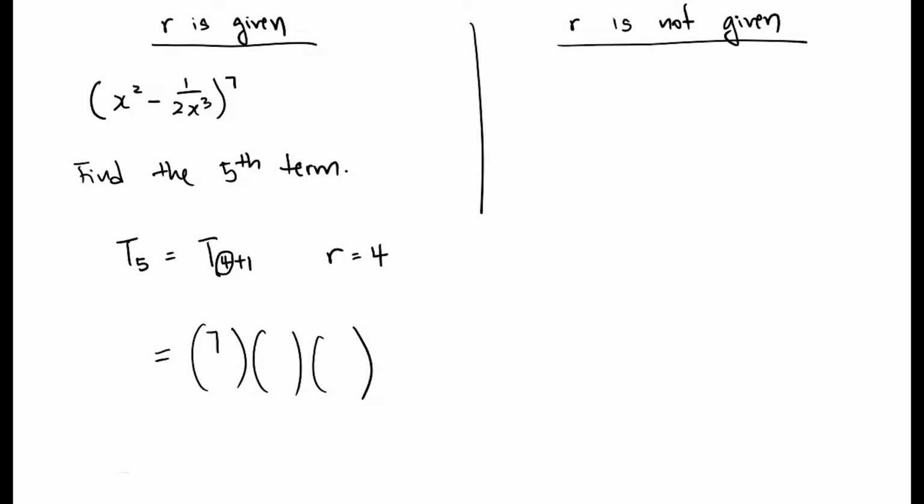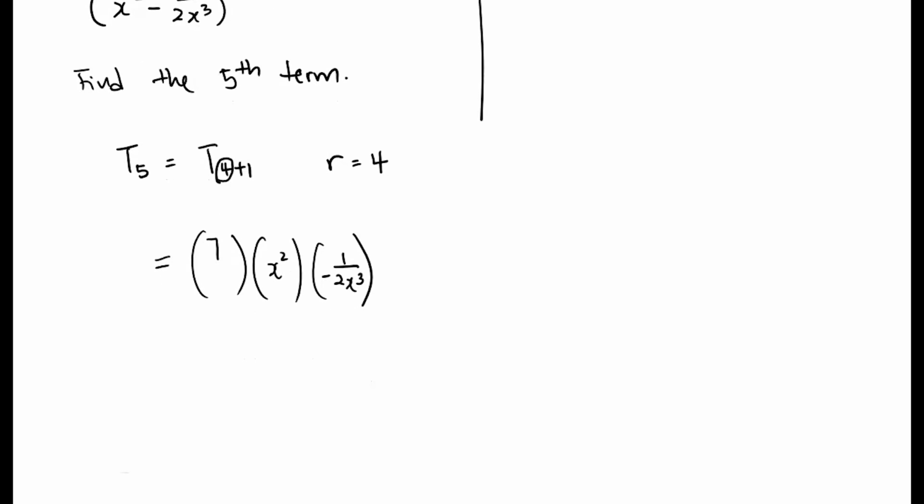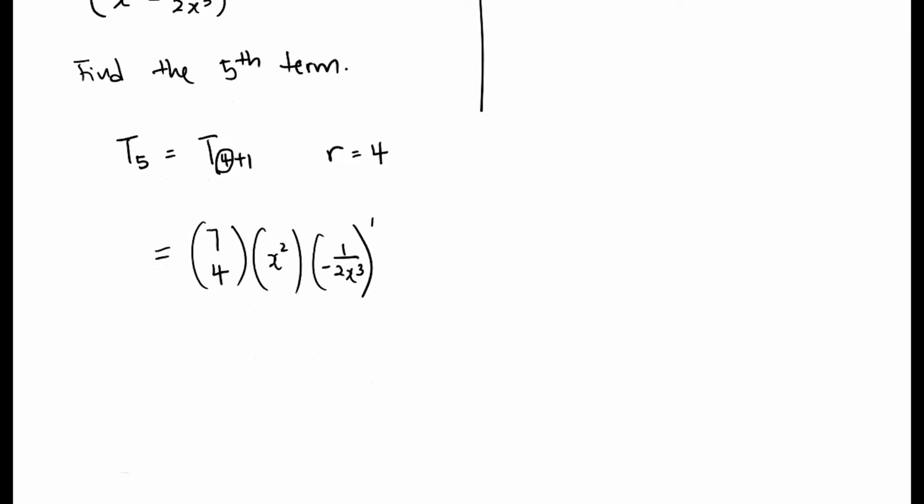write out your n, a, b, and we know that r is 4. So this is 4, this is 4, and this is 3. Then what is left is simply to simplify these three brackets. Let us just simplify the numbers first, the coefficient first, and that is made out of 7 choose 4 and 1 over 2 to the power of 4.